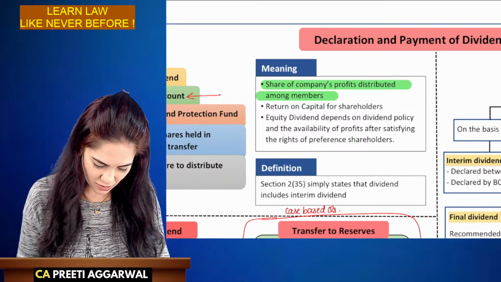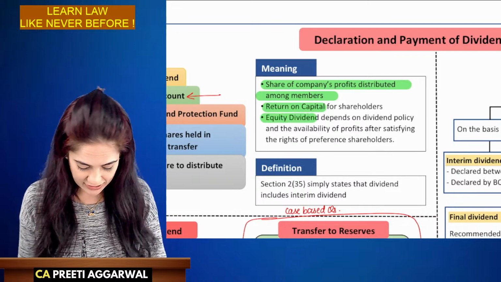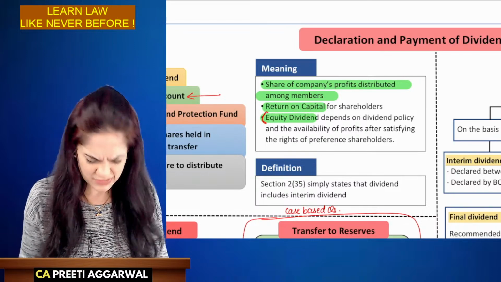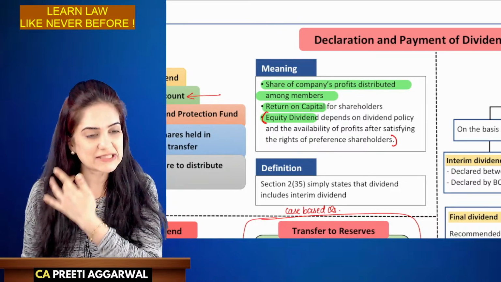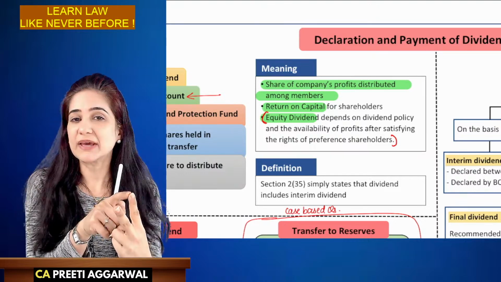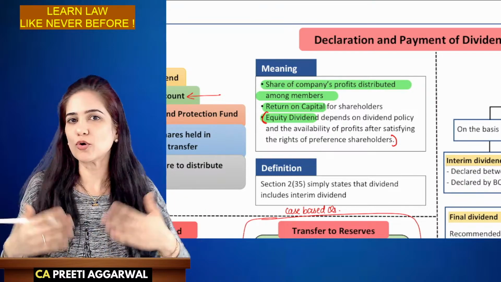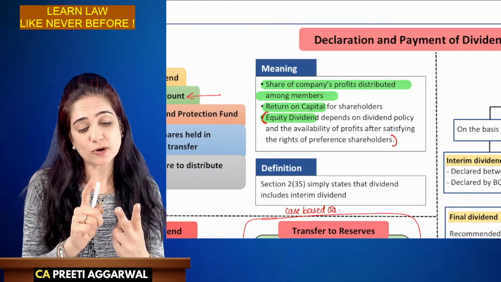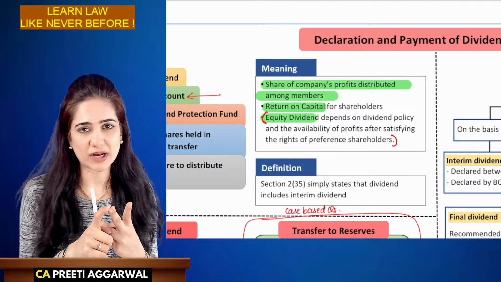It is a return on capital for shareholders. Equity dividend, yes, this can be asked somewhere in the case based question. Now, on what is the dividend based? So, there are two factors. One, it is based on the profitability of the company. The more the profit, more can be the dividend. It also is based on the dividend policy of the company.